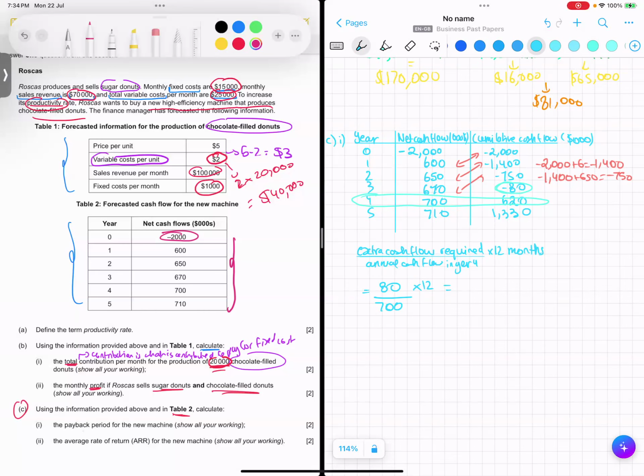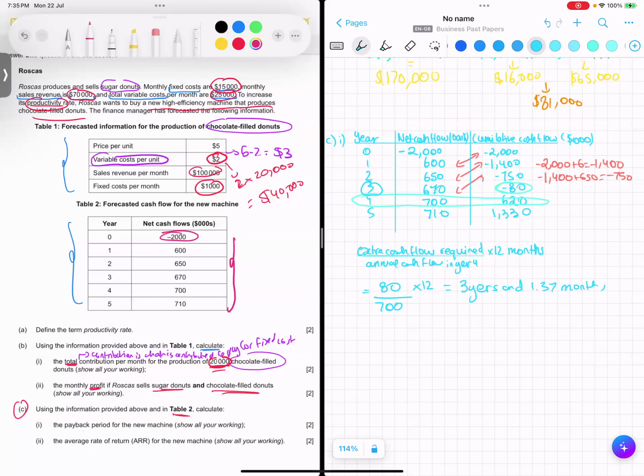So we have 80 over 700 times 12. So our answer is 1.37. What does this mean? We do know that at 3 years we have minus 80 left. So what does this mean? It means that it's 3 years and 1.37 months to actually pay back for the machinery. So this is the payback period, okay?